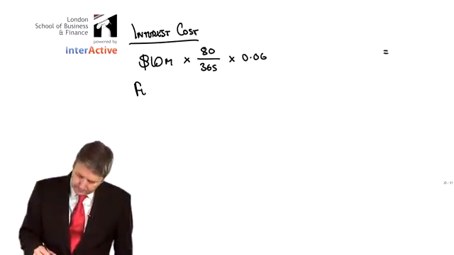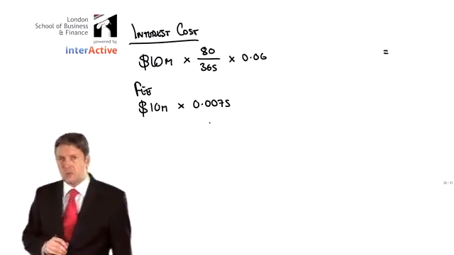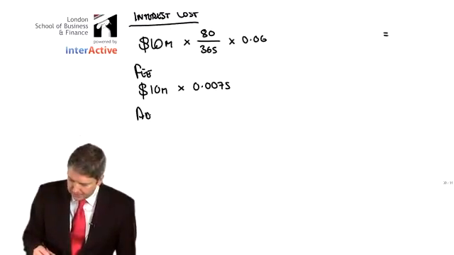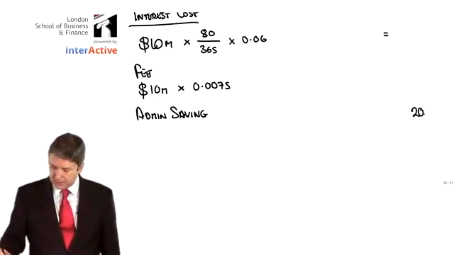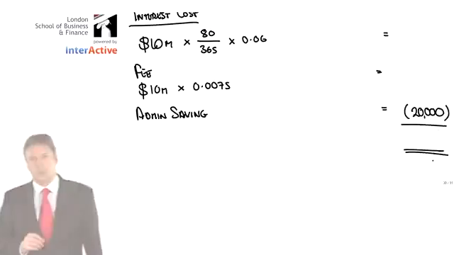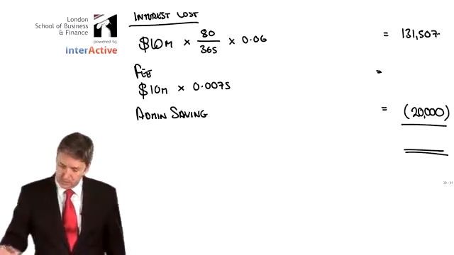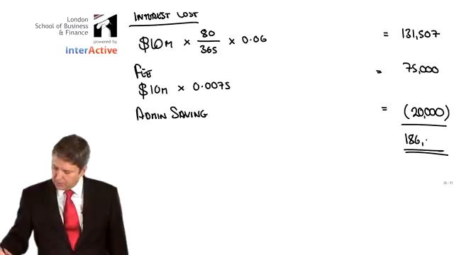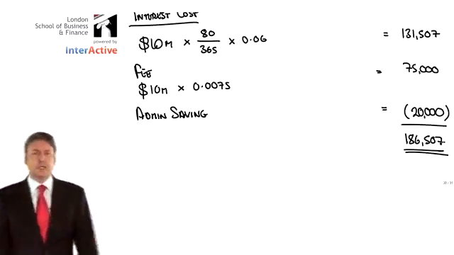Then we have our fee. Our fee is based on the turnover of 10 million, and we're told it's 0.75% or 0.0075. And finally, we've got our admin saving. The admin saving will be, well, I think we're told straightforwardly, 20,000. So all we want to do is to combine each of these in order to establish the net cost. So what do we get? If we look at the interest cost, this comes to something like 131,507. The fee, 75,000, and the admin saving, 20,000. The net cost, 186,507.